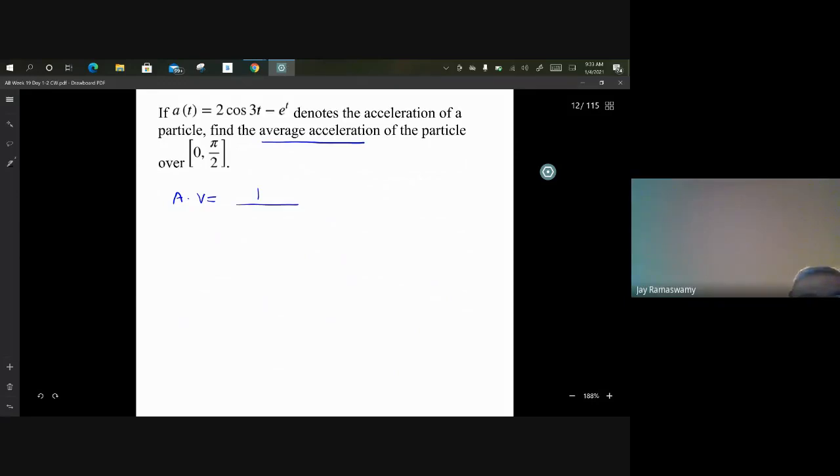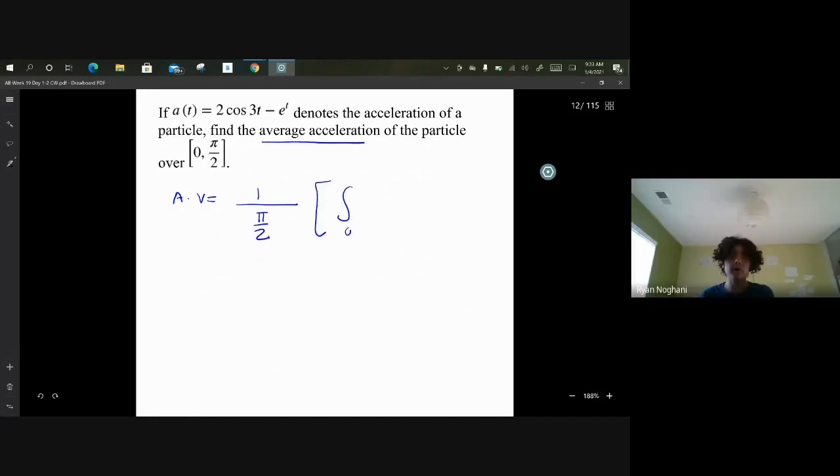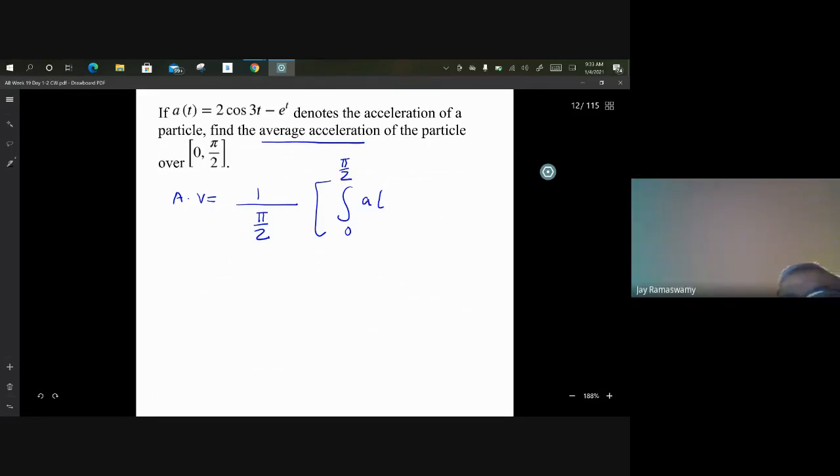So is that just A average equals 1 over, I'm just applying the average formula, 1 over pi over 2, integral from 0 to pi over 2 of a of t, yes? It's the average of acceleration. Nothing clever, nothing clever. I'm just plugging it in. Next step. What's 1 over pi over 2? 2 over pi. Is that 2 over pi?